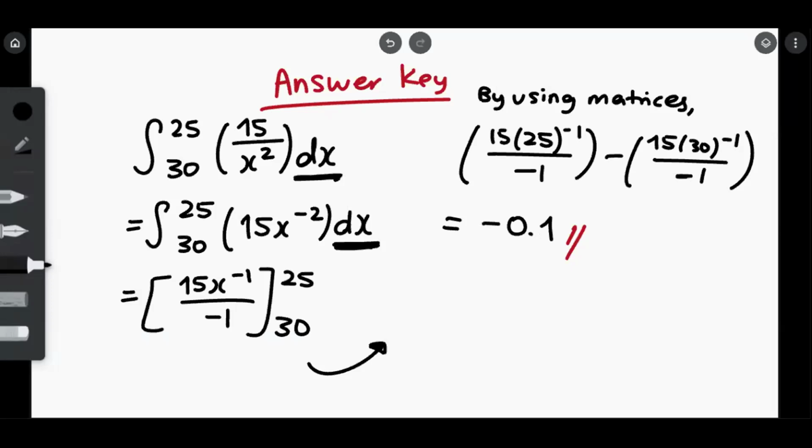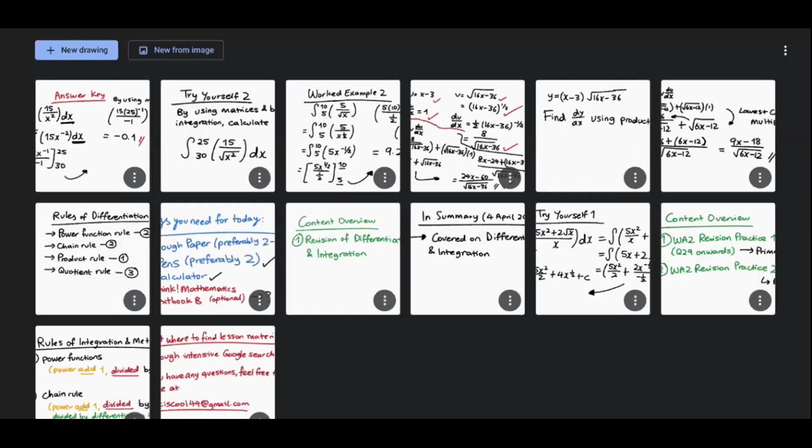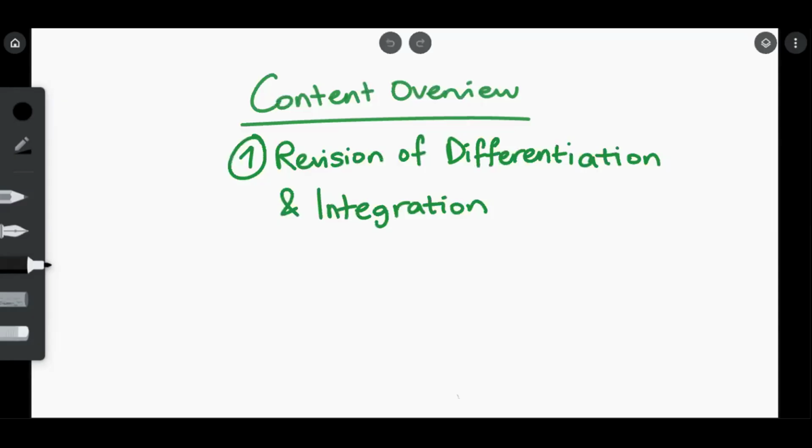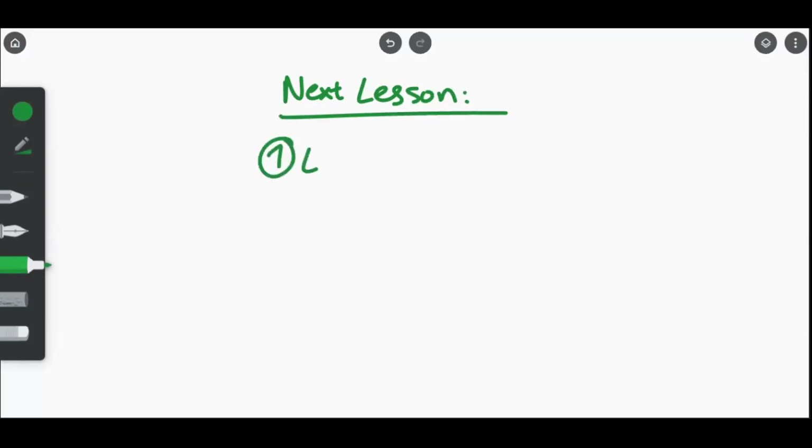Okay, I hope there are no questions for me. Alright, if not, that's all for today. This is just episode 1. Now, next lesson. Okay, next lesson, what are we going to be doing? Firstly, this is for episode 2. In episode 2, we will learn more about the differentiation of chain rule and power function.